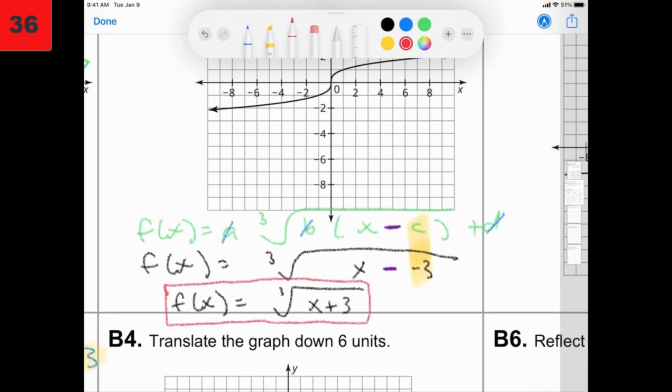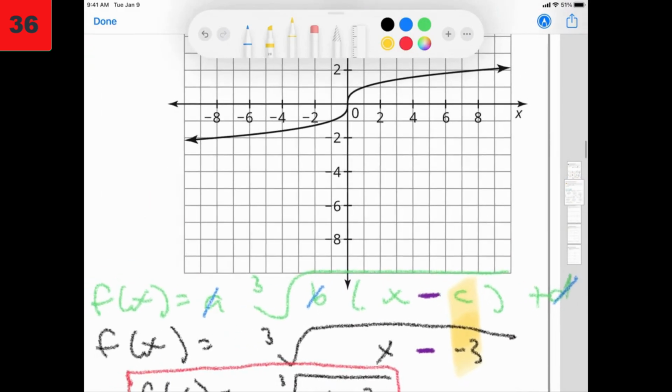Okay, let's get the reference points on there. Remember, these reference points I'm going to highlight come from the intro video, or just think about it. What is the cube root of negative 8? X equals negative 8, that would be negative 2. The cube root of negative 1 is negative 1. The cube root of 0 is 0. The cube root of 1 is 1. The cube root of 8 is 2.